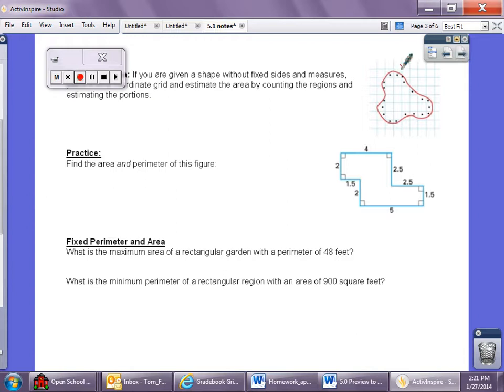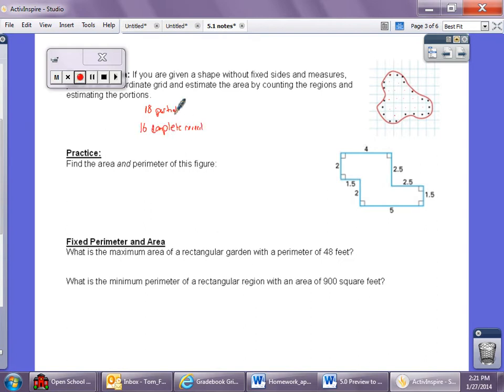If you notice here, we have 1, 2, 3, 4, 5, 6, 7, 8, 9, 10, 11, 12, 13, 14, 15, 16, 17. There's 18 of these that are partial. Some are more than others. Then we can count all the squares that are completely covered: 1, 2, 3, 4, 5, 6, 7, 8, 9, 10, 11, 12, 13, 14, 15, 16. So there's 16 completely covered.